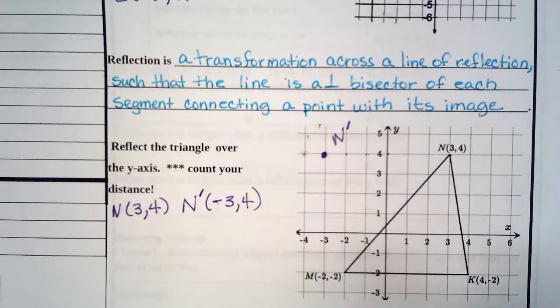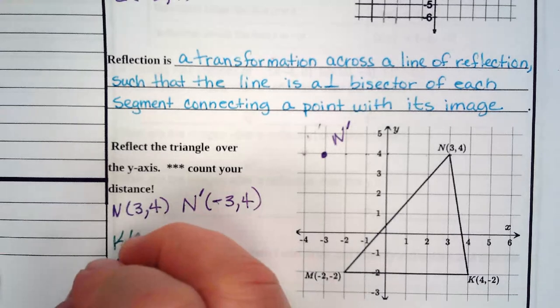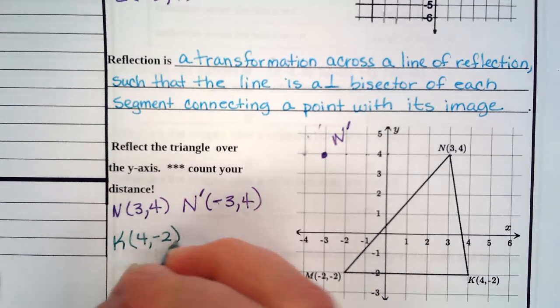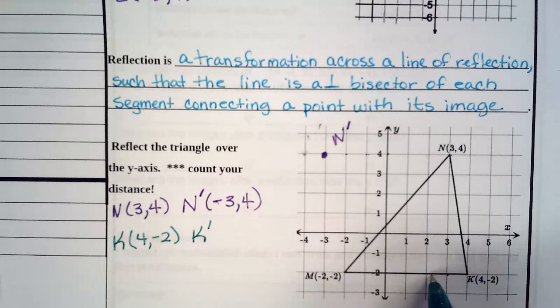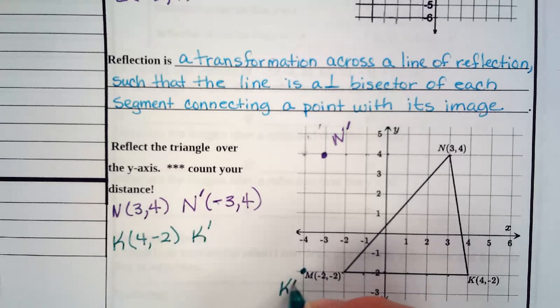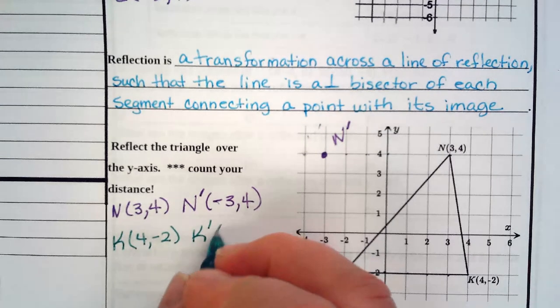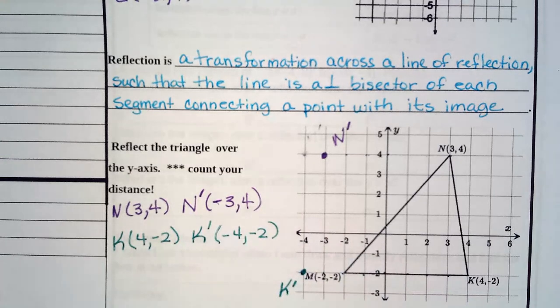What about K? K is the point 4, -2. K prime. I've gone 1, 2, 3, 4. I need to go 4 units to the left now. 1, 2, 3, 4. And this is K prime. K prime is -4, -2. Do you see a pattern developing?